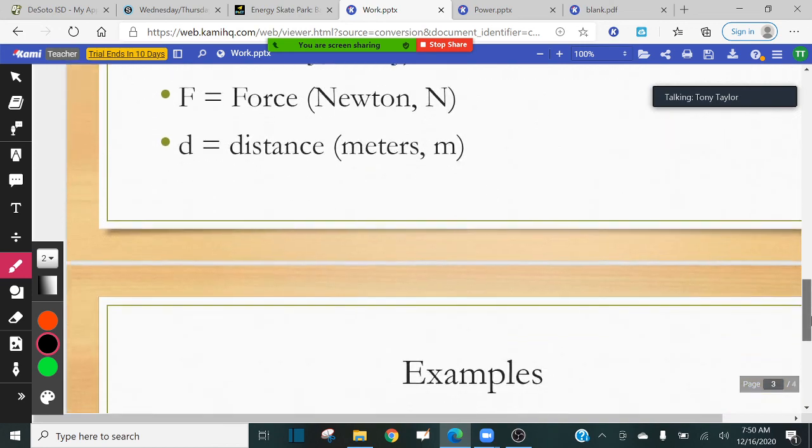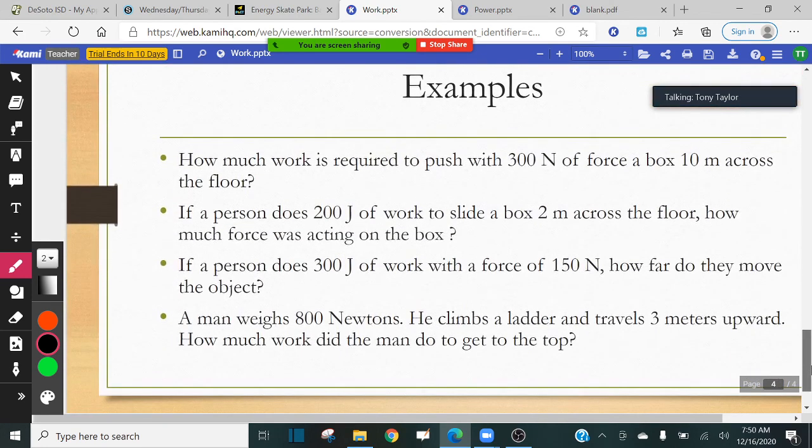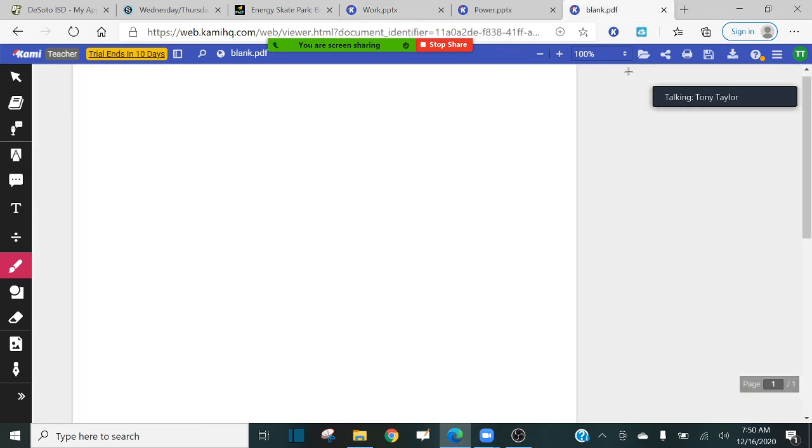Okay. With that said, let us do a few example problems, because these are going to be like the example problems that you're going to see later on. How much work is required to push with 300 newtons of force a box 10 meters across the floor? Okay, so this is easy. Remember what I said, work.